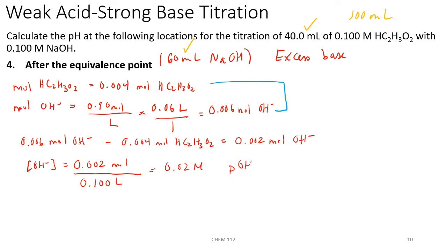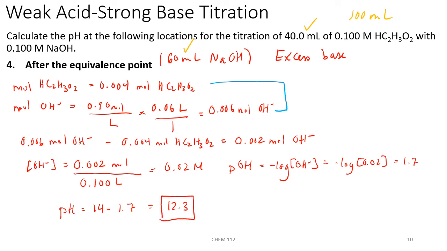The pOH can be calculated by taking the negative log of the hydroxide ion concentration. So we'll have negative log of 0.02, and that gives us a pOH of 1.7, and then our pH will be equal to 14 minus 1.7, the pKw minus the pOH, and that gives us a pH of 12.3 after 60 milliliters of base have been added. And notice at this point the pH is much greater than 7. So this is very basic.